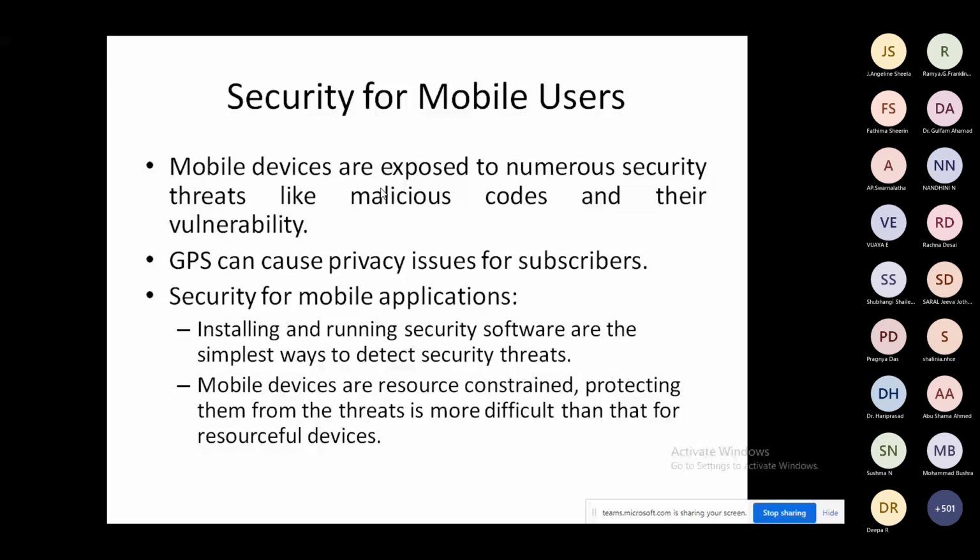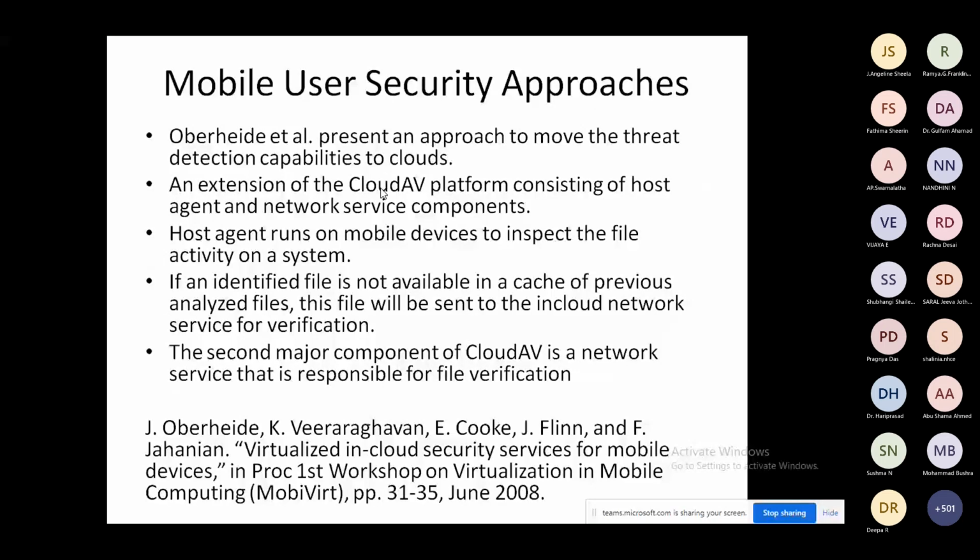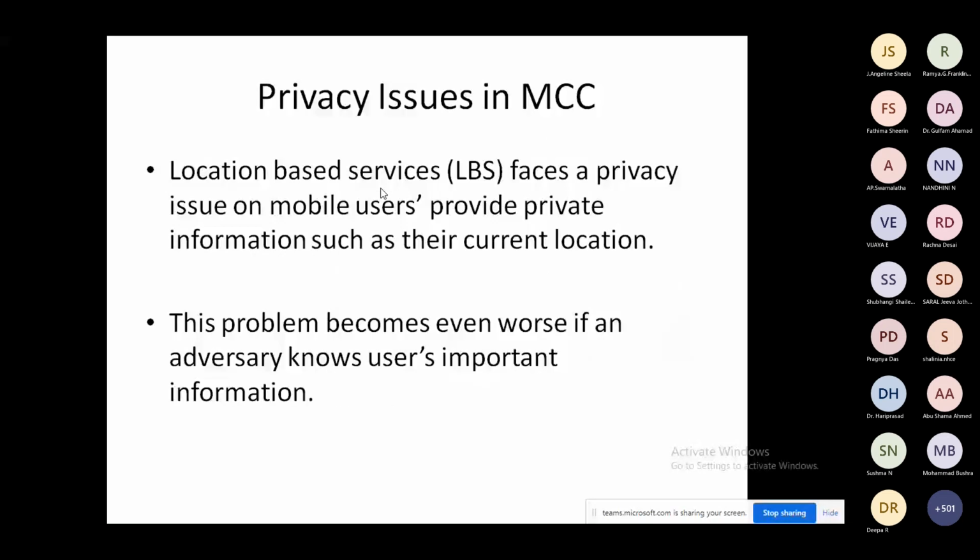So mobile user security approaches present an approach to move the threat detection capabilities to the cloud, where the major component of the cloud is the network service that is responsible for file verification. Then privacy issues in mobile cloud computing. The location-based services (LBS) face a privacy issue on mobile users and provide private information such as their current location. This problem becomes even worse if an adversary knows users' important information.